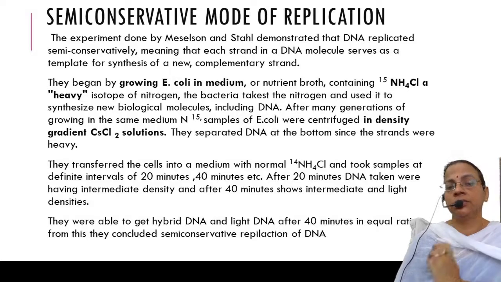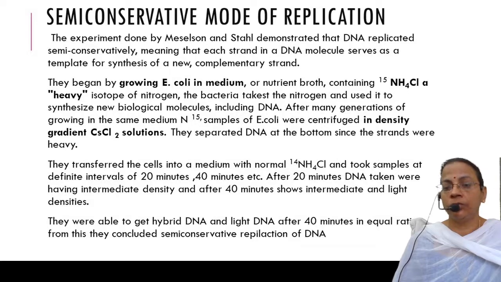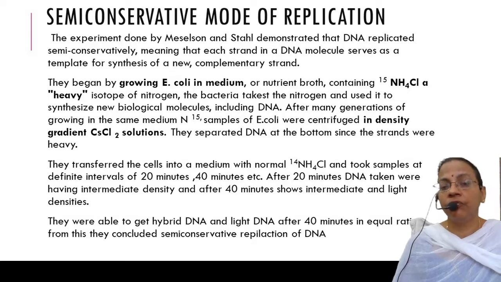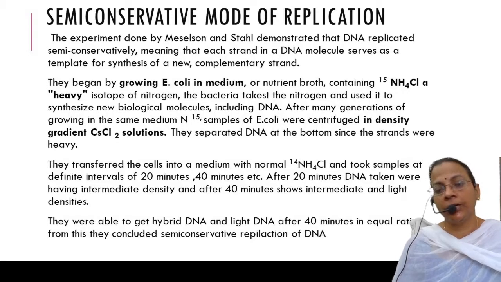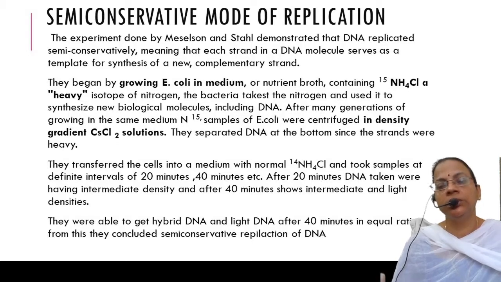What they did is they allowed E. coli, the bacteria, to grow in a medium which contained a heavy isotope of nitrogen, that is N15, in the form of ammonium chloride. In that, the nitrogen was labeled as N15. And for many generations they cultured the E. coli in the same medium, that is, the heavy isotope-containing ammonium chloride solution. So as the E. coli multiplies, the DNA also multiplies, and they divide and again they multiply.